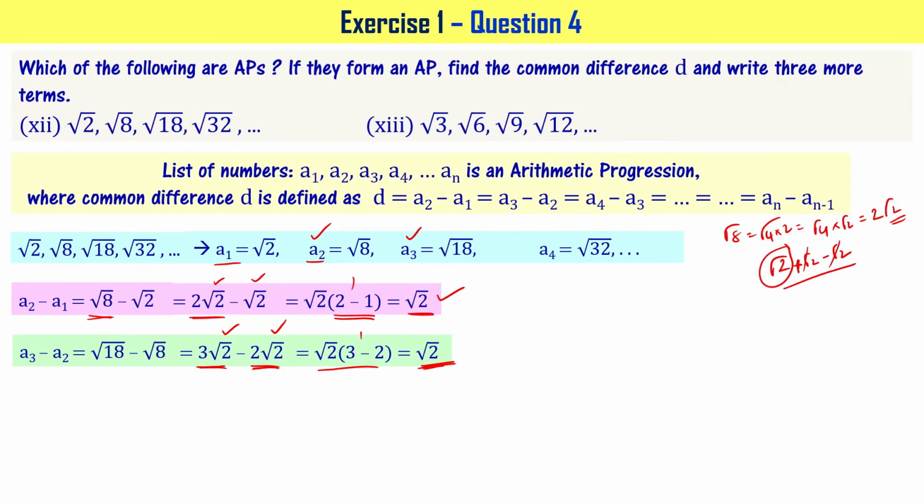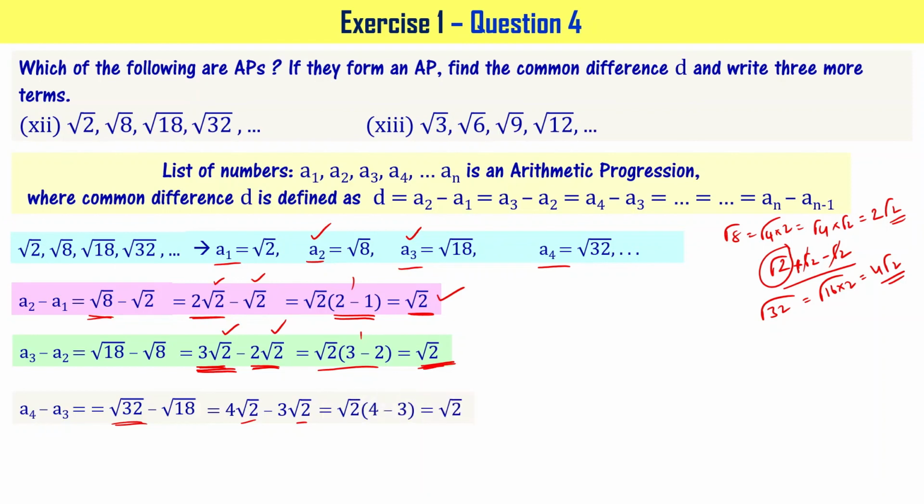Now let's find the difference between A4 and A3. That is root 32 minus root 18. We have seen root 18 is 3 root 2. What about root 32? Root 32 can be written as 16 times 2, meaning 4 root 2. Let me write that: 4 root 2 minus 3 root 2. Then I can take root 2 as the common factor out. Then it is going to be root 2 times (4 minus 3), that is equal to root 2 times 1, that is equal to root 2.